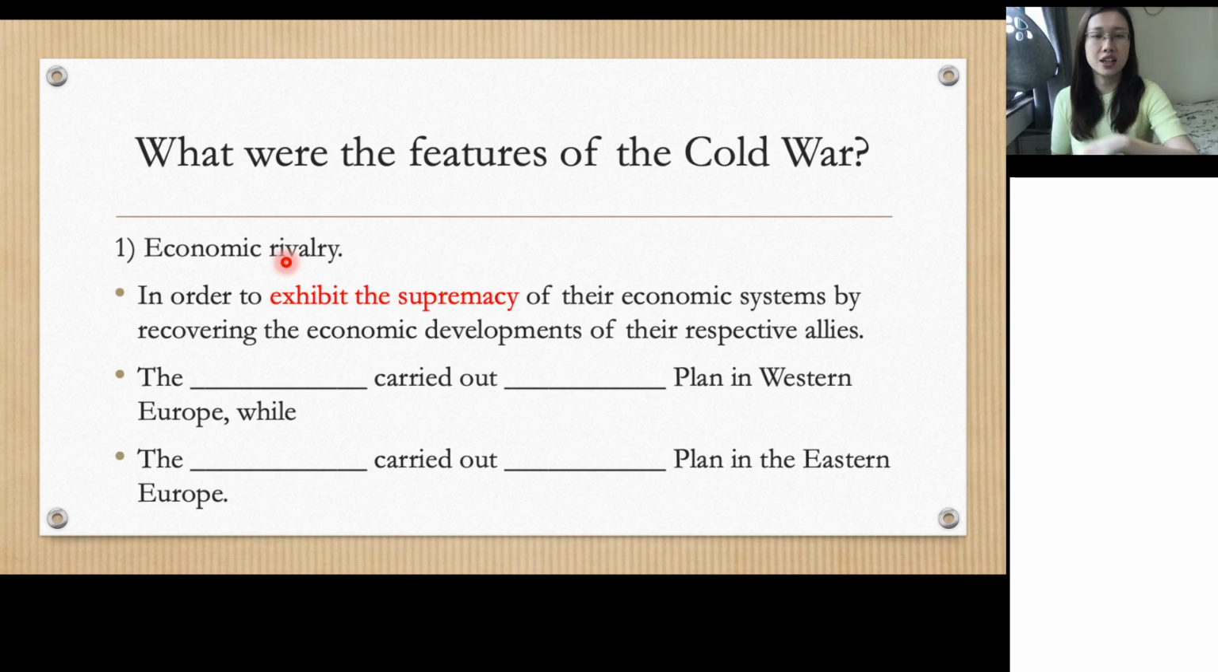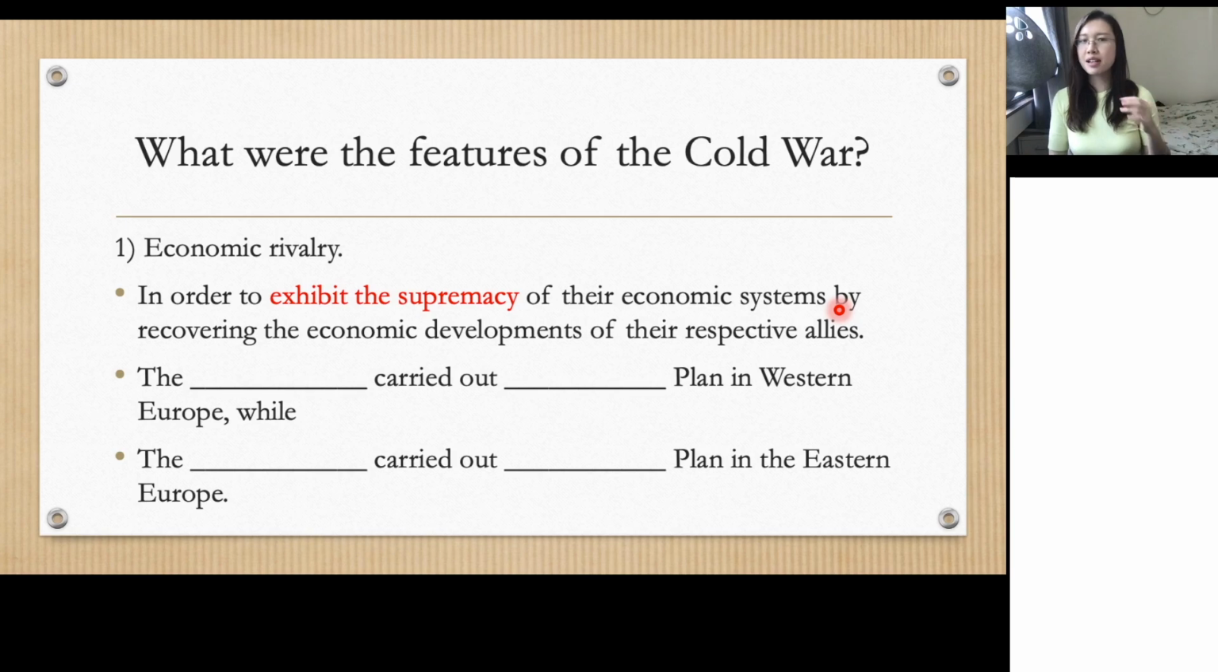So firstly, the economic rivalry. In order to exhibit the supremacy of their economic system, to lure and attract others. It's not only about helping those countries, right? For example, last class we talked about the Marshall Plan and we reviewed the map, where they gave support to all different countries in Europe. So those countries would join the capitalist bloc, while on the other side, under the Molotov Plan, the Eastern European countries could also get support from the USSR.